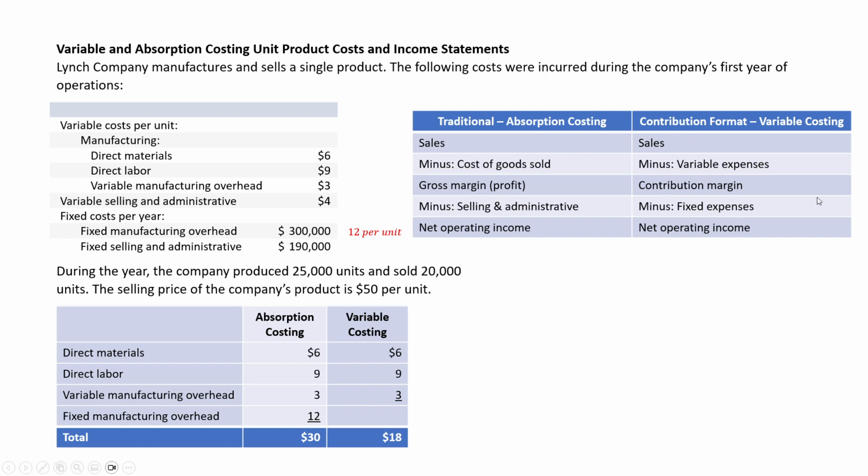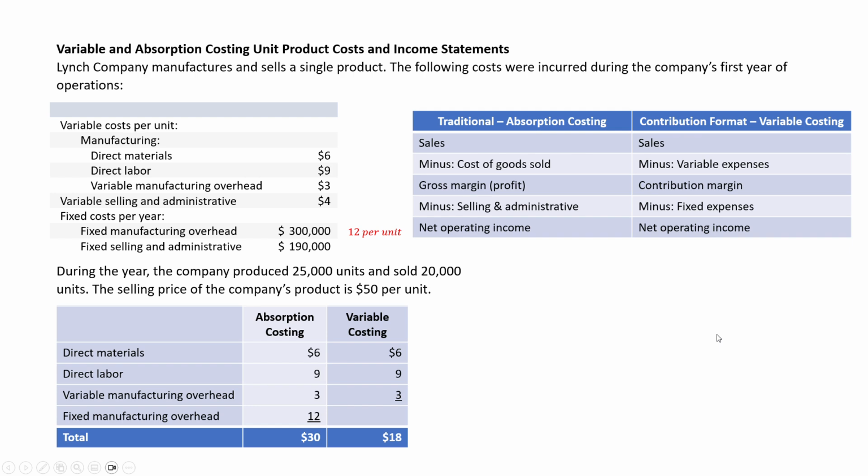Now, we've prepared a contribution format income statement in a past chapter, but what we might not have realized is that it would be prepared using variable costing. So we're going to take sales minus any variable expenses. I don't care if they're product related or period related, it doesn't matter. We're going to subtract all our variable expenses. And when we do that, we get not gross margin, but contribution margin. Then we're going to subtract out any fixed expenses. Don't care if they're product or period, manufacturing or not manufacturing. We're going to subtract them all out to get net operating income.